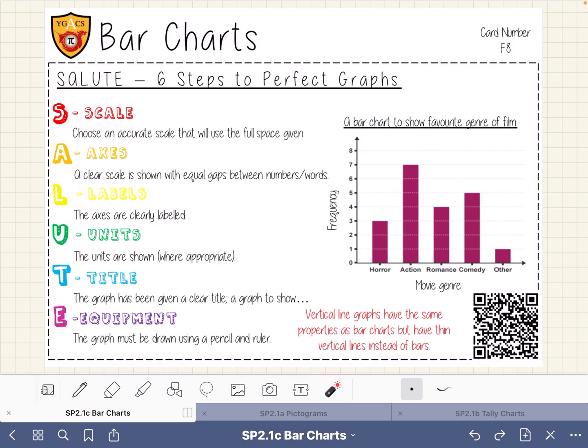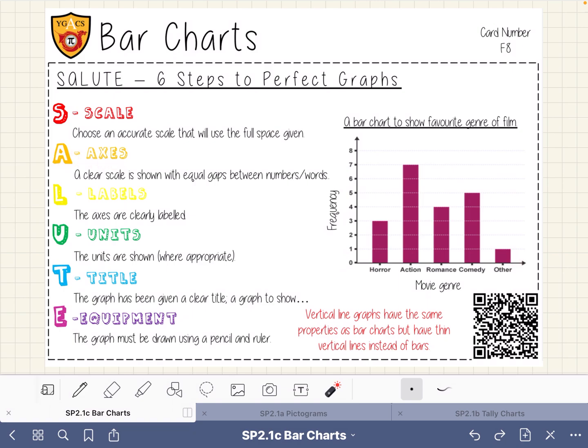S stands for scale. That's making sure you choose an accurate scale that will use up the full space given. So you can see in this bar chart over here that everything is nicely spread out. We've used the full height and the full width of our chart to be able to show the information given. We don't want anything that's crowded into one little corner or anything that is spread out all the way over here. We want to use the entire space that is given to us.